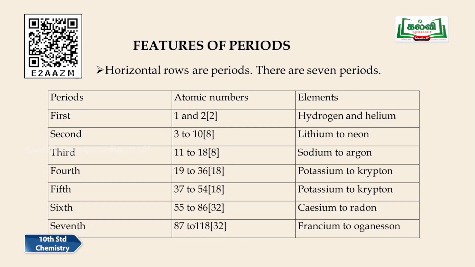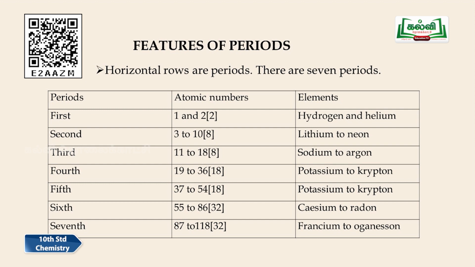Now we are going to learn the features of the period. In the modern periodic table, you can see 7 periods. Number 1, the first period, contains only 2 elements and it is the shortest period, atomic number 1 and 2, hydrogen and helium. Then the second period contains 8 elements, atomic number 3 to 10, lithium to neon. Then the third one, atomic number 11 to 18, sodium to argon.